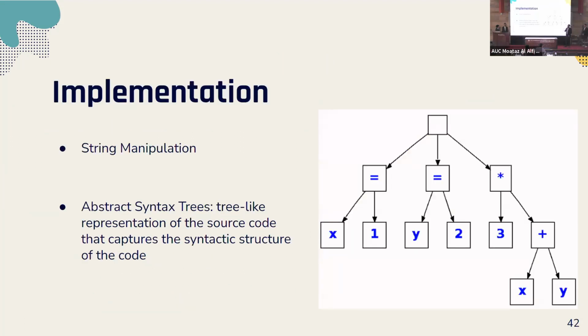Now, moving on to how these were implemented, we considered a variety of ways, the first of which was the very obvious string manipulation. But string manipulation proved to have a lot of corner cases, making it not a really easy approach to tackle, because we'd have to handle all the corner cases by hand. So we moved to using an abstract syntax tree, which is a tree-like representation of the source code that captures the syntactic structure.